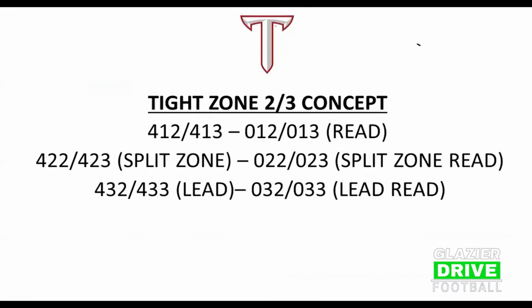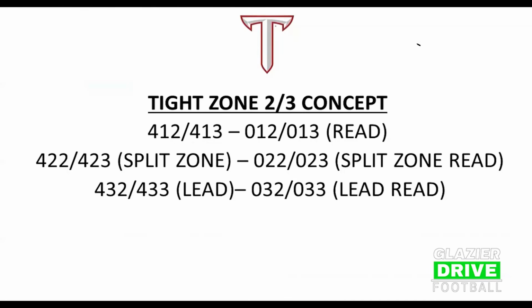This is tight zone versus an odd front. So again, tight zone is a 2-3 concept, two going to the right and three going to the left. So we've already talked a little bit about you can run 412 or 413 or 012 or 013. The only difference is the zeros means that we're running read on the backside.